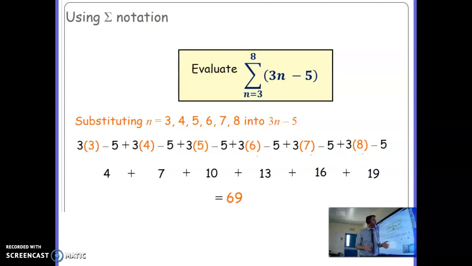That's a quick overview, but the basic things to remember are this means the sum of, add all together. Bottom number is the first value that you substitute in, and there is your last value.